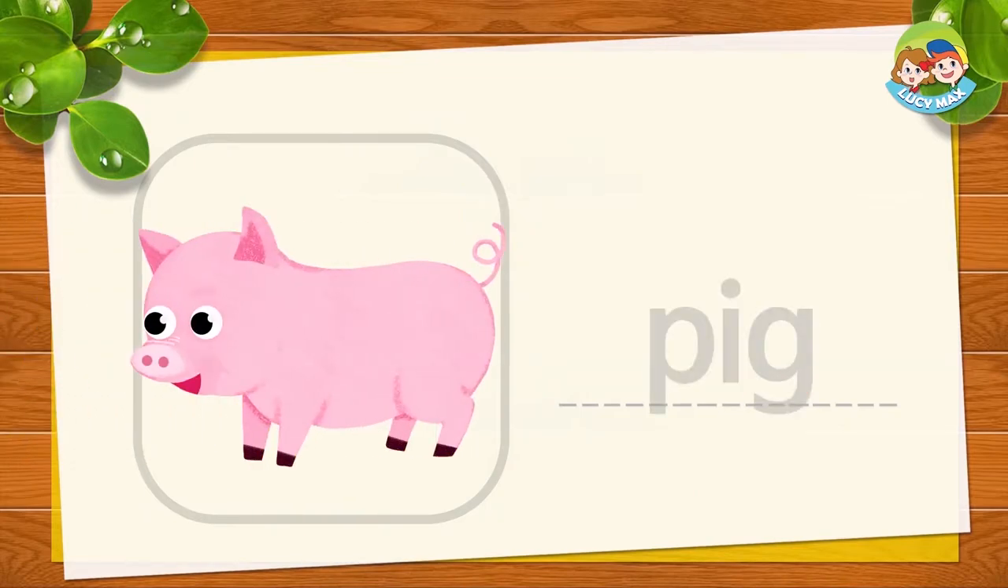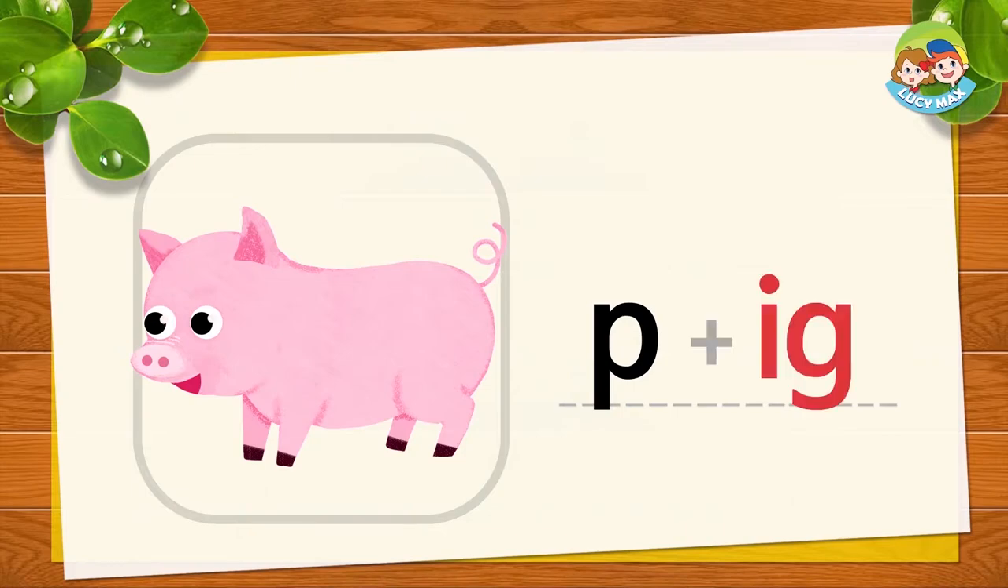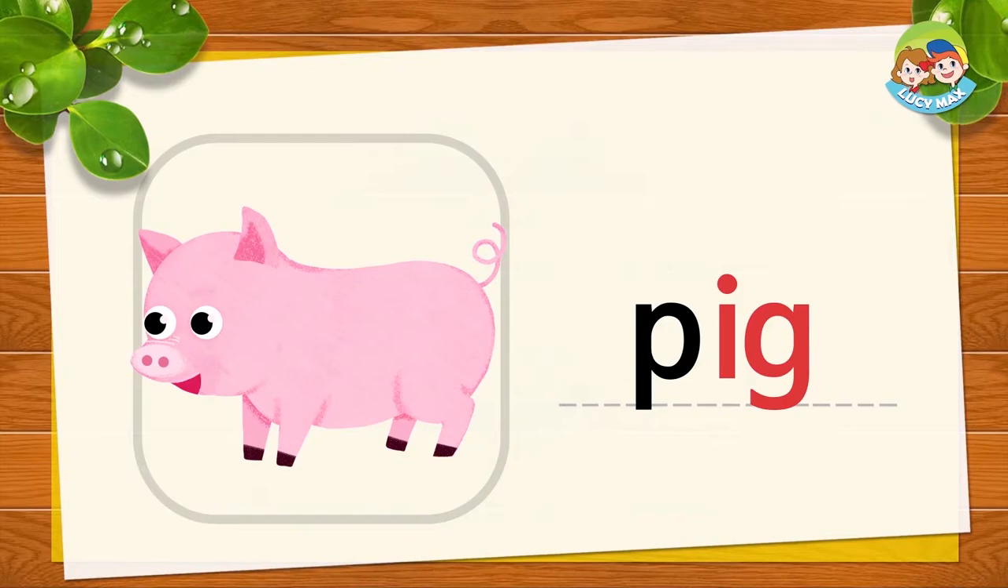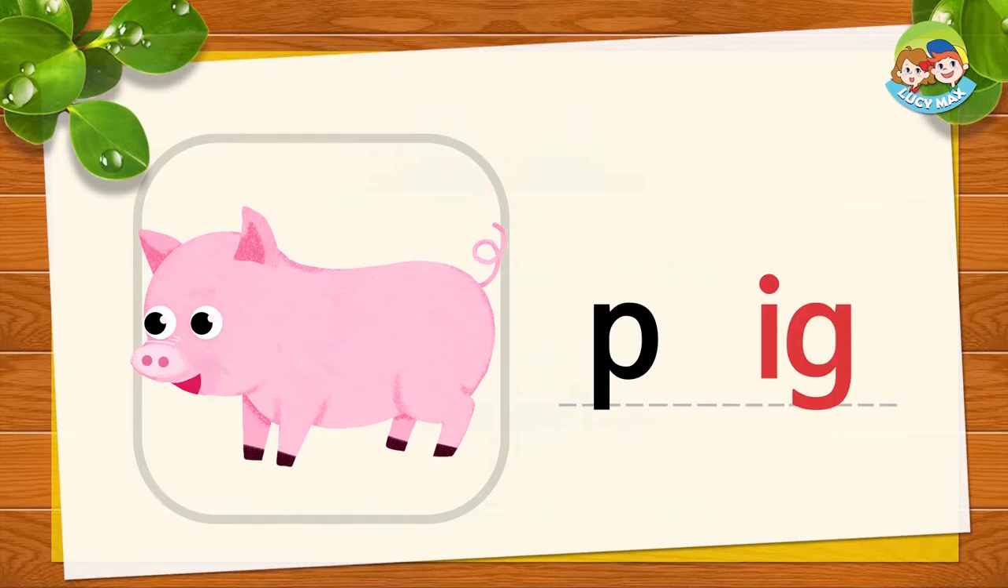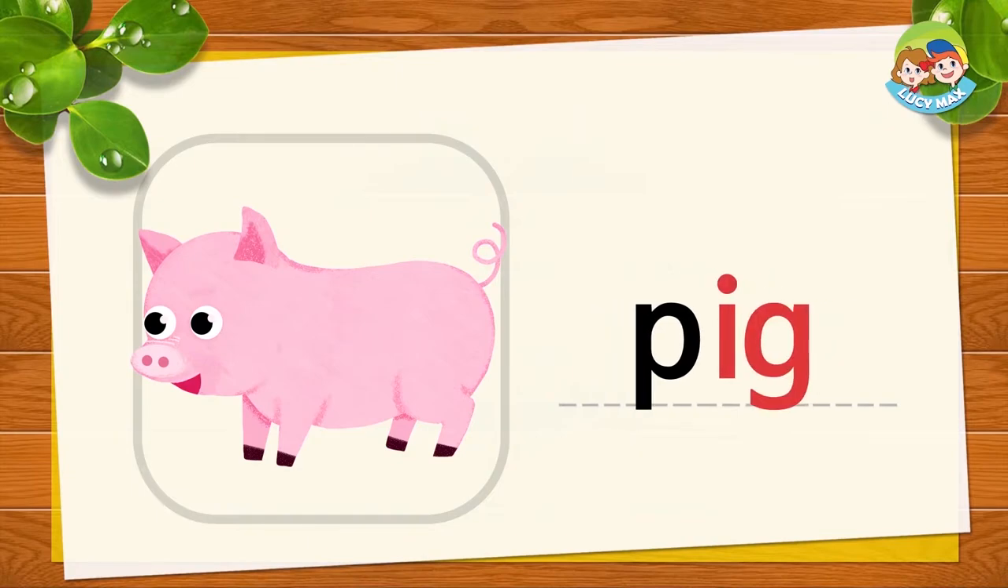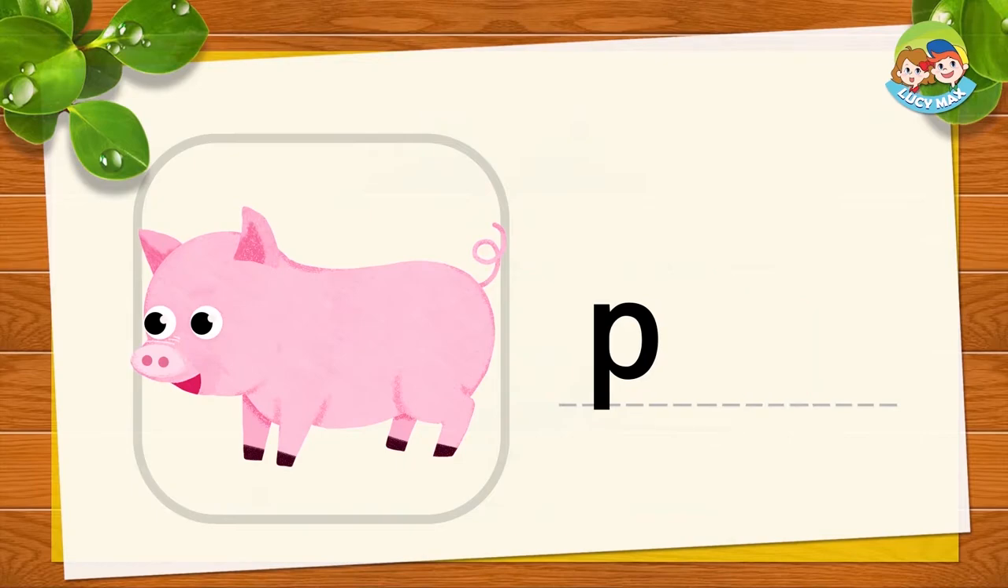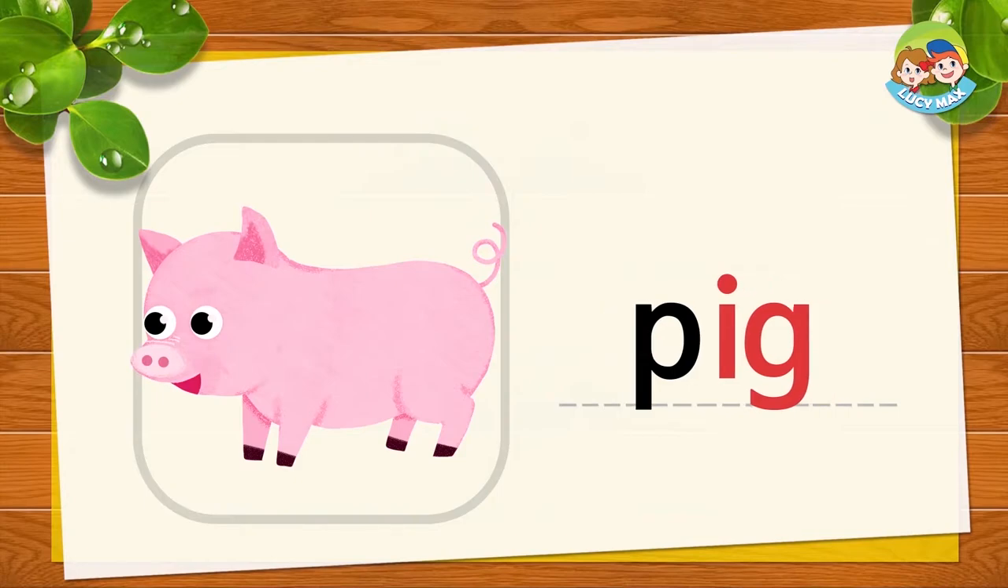This is a pig. P and ig together make pig. P, ig, pig. Now you try. Nice.